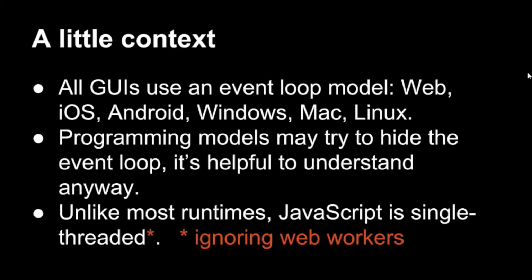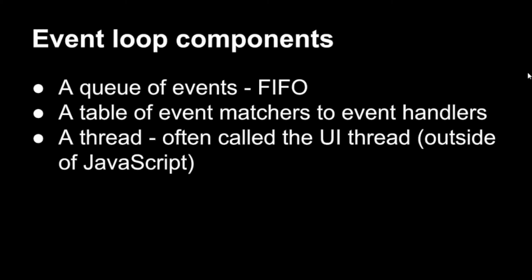Okay, so this is a general statement about GUIs, that they use an event loop. But now I'm going to talk about JavaScript specifically, and this isn't necessarily true for all GUIs. An event loop has three components. There's a queue of events, just like any other FIFO queue, first in, first out. There's a table of event matchers and event handlers, sort of like key-value pairs. And then there's a thread, often called the UI thread outside of the JavaScript world, but in JavaScript there's only one thread, so it's weird to call it the UI thread because it's the one thread.